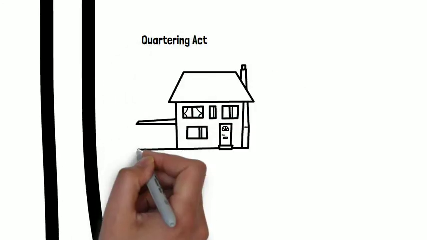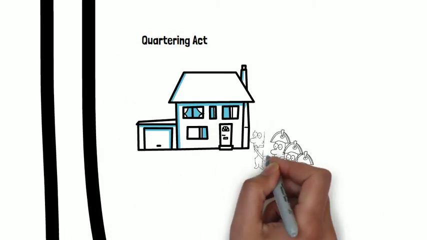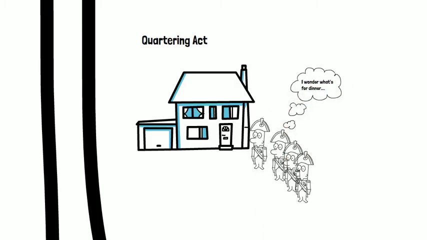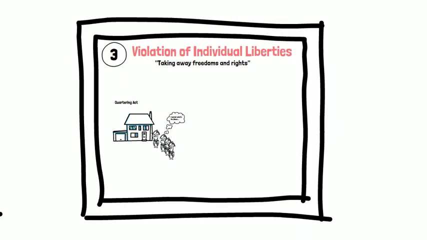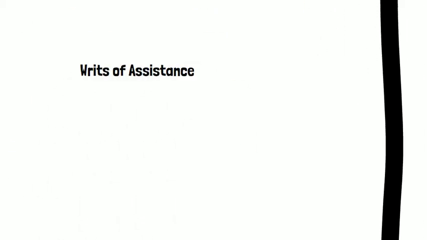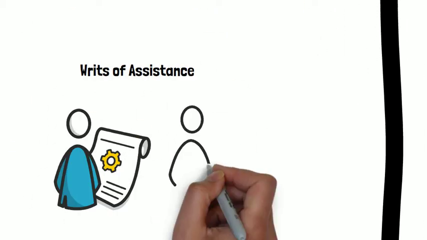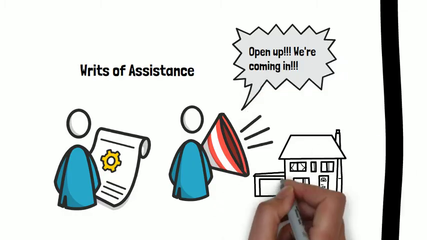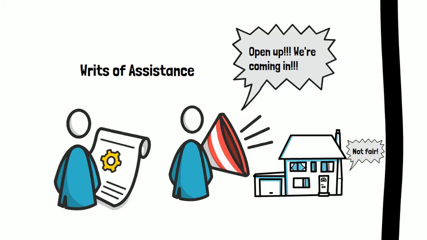The first policy was called the Quartering Act. The Quartering Act allowed British soldiers to live in the colonists' houses without the colonists' permission. Think about how upset you would be if a bunch of soldiers showed up at your house today and said, "We will be living here for a while, you can just sleep on the floor." The second infringement were the writs of assistance. In effect, these writs allowed British officials to unfairly search the colonists' homes.